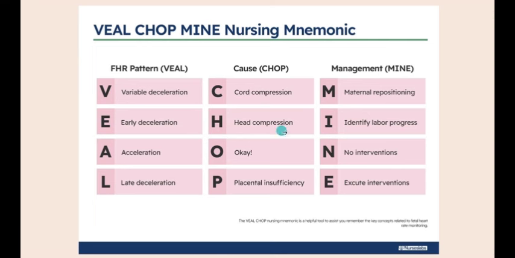An early deceleration is usually a head compression, and it can identify labor progress. You can identify labor progress by having a look at the CTG and examining the patient, but this can also be not a bad finding. Accelerations are okay and no interventions are required. Late decelerations often mean placental insufficiency, and this is where intervention is required because this is a concerning sign. So VEAL CHOP is a useful way to remember the different causes of the different accelerations or decelerations on a CTG.